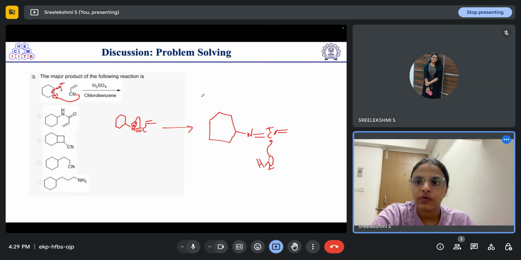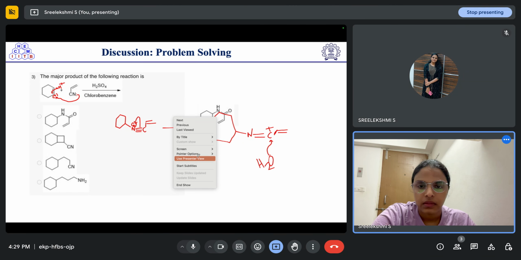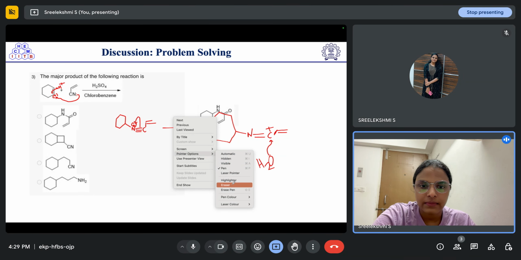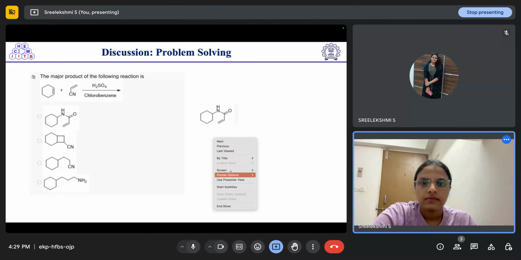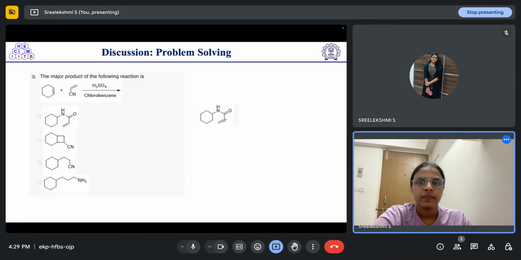So out of these four options given here, the correct answer is option A. I hope the mechanism is clear. So the answer is option A, and this is an example of the Ritter reaction.